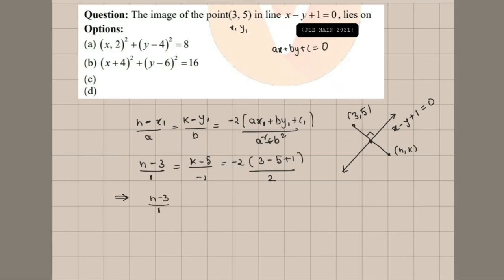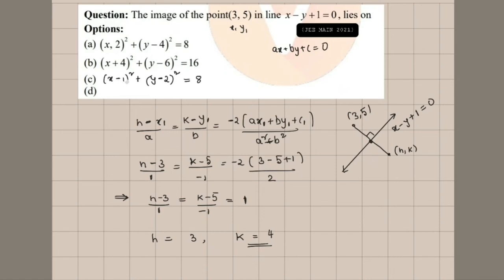So (h minus 3) by 1 equals (k minus 5) by minus 1 equals minus 2 into (3 minus 5 is minus 2, minus 2 plus 1 is minus 1) by 2, so minus 1 into minus 2 is 2, 2 by 2 is 1. So h equals 3, k equals 4. So we got the image as (3, 4). Now we check which of the given options this (3, 4) lies on.